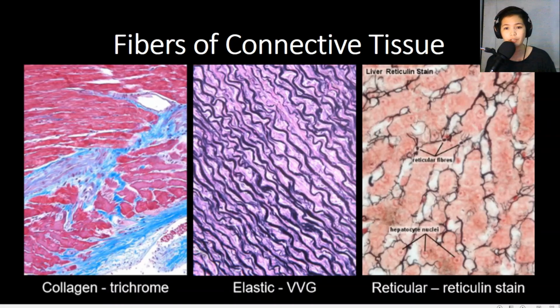So collagen fibers are the most abundant protein in the body, and it is slightly flexible but inelastic. Okay. So we have four different types of collagen fiber: type 1, type 2, type 3, and type 4, depending on their locations and depending on their resistance. Okay. So the other fibers of connective tissue here is the elastic fibers.